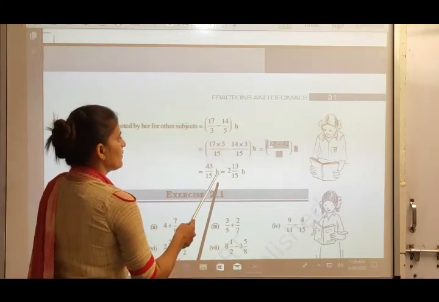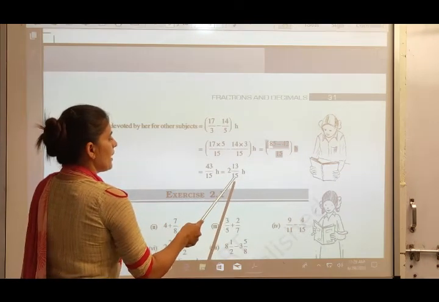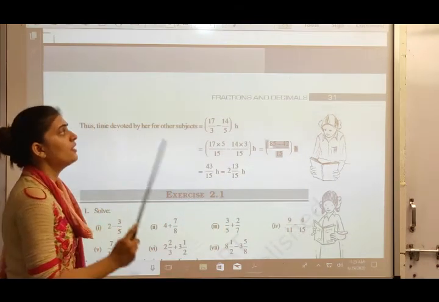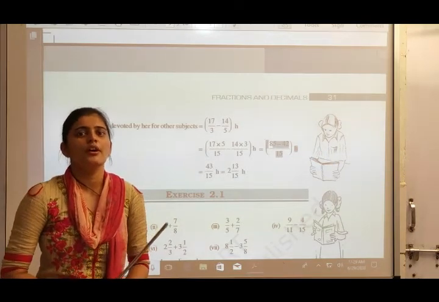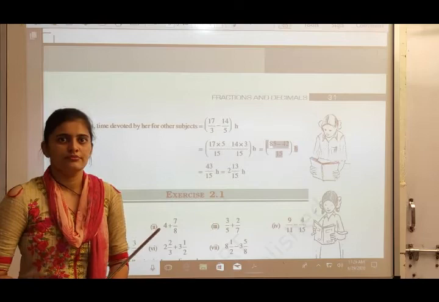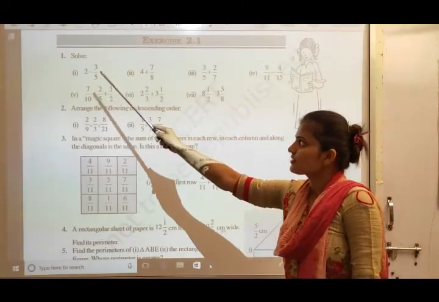So it will be equal to 2 13/15 hours. Here the question is given in mixed fractions, so you have to convert the answer also into a mixed fraction. Exercise 2.1, first solve.